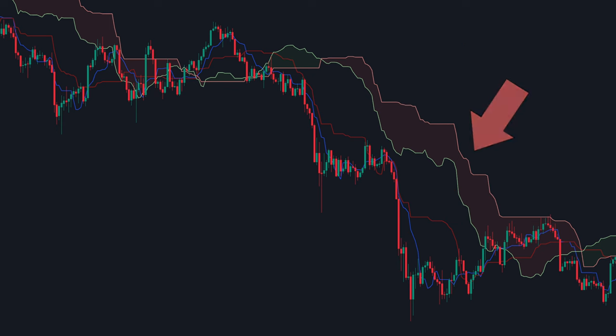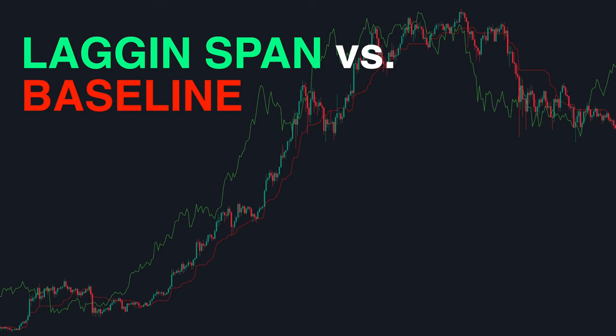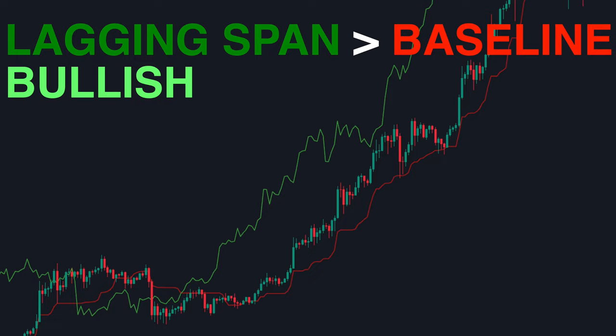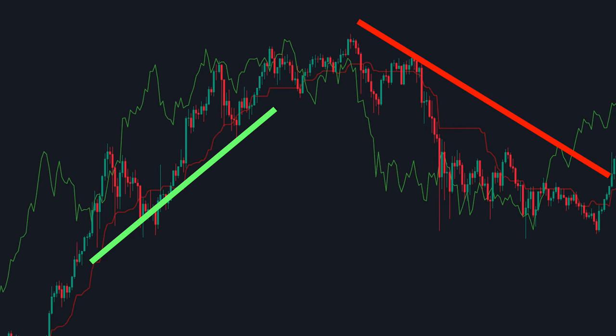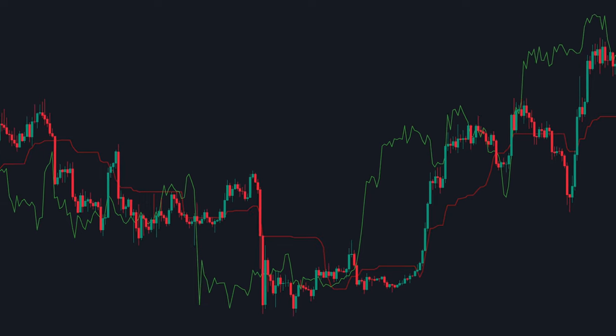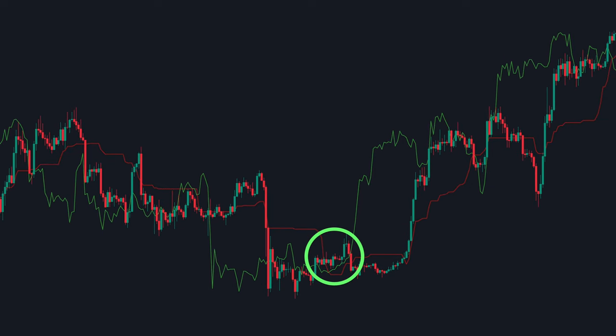Lagging span versus baseline. A lagging span above the baseline signals bullishness, while below indicates bearishness, as the baseline serves as strong support and resistance. If the lagging span hugs the baseline, a significant move might be brewing.